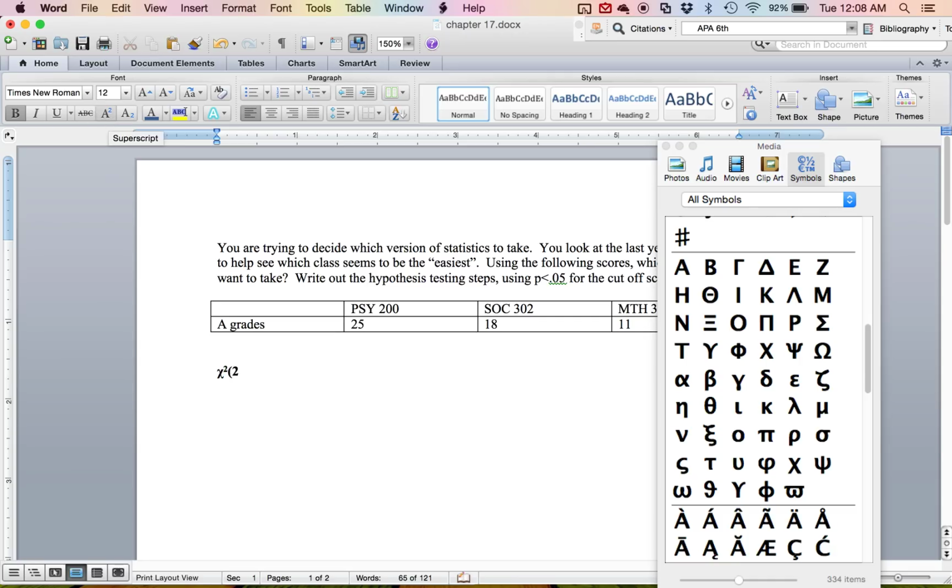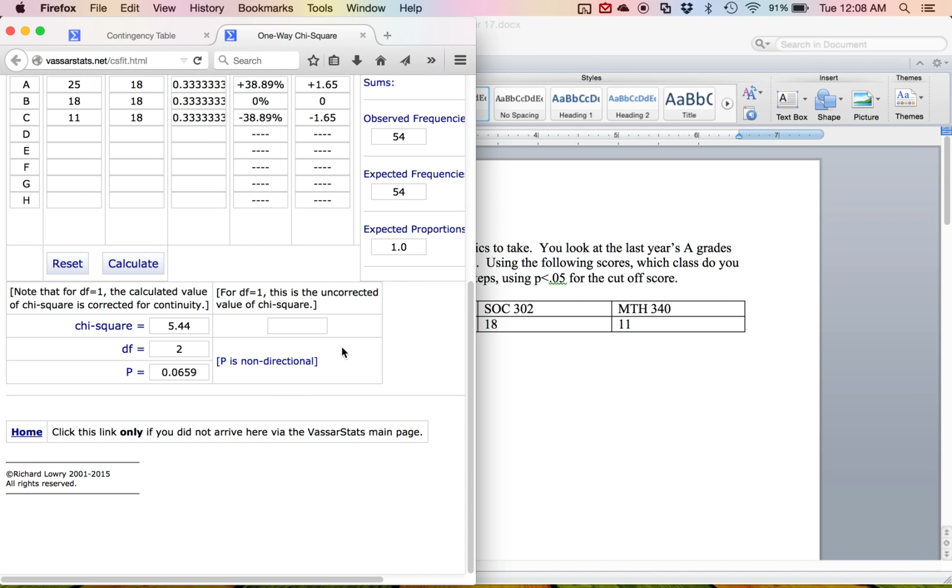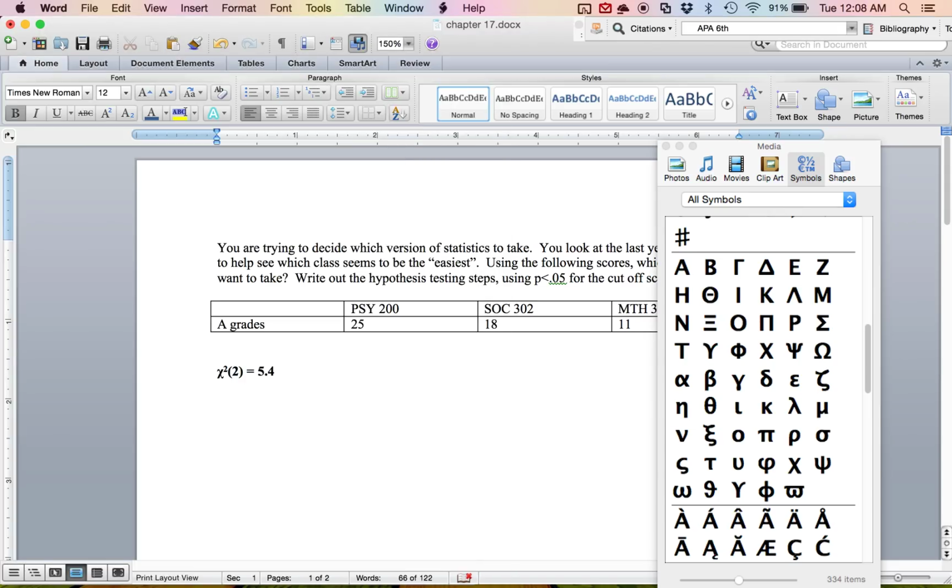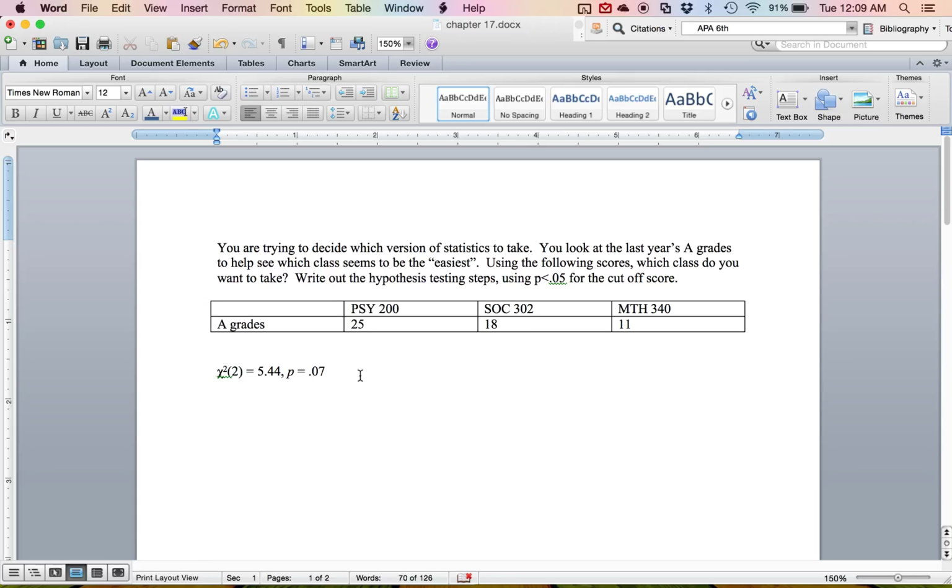So we put degrees of freedom here. Is equal to, what did we say? 5.44. And p is 0.07. That is how you would write that up in APA style to show that your chi-square was not significant, because p is not less than 0.05. In essence, what I'm saying is that our class isn't the easiest. We all give approximately the same number of A's.